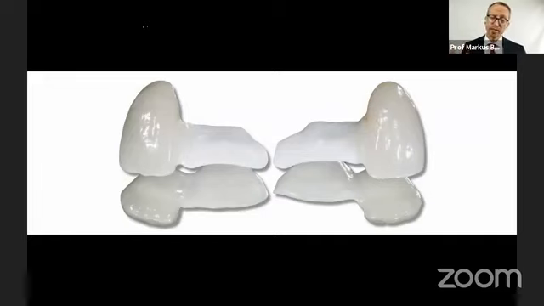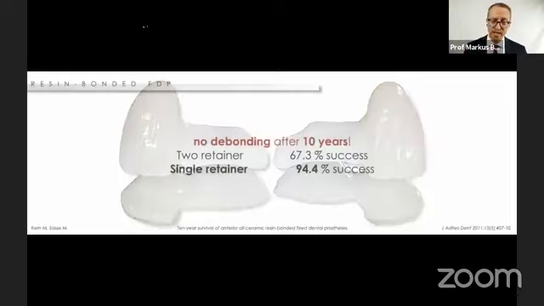What's different from a metal, and that's why I showed you that graph with the modulus of elasticity before, is that you want to use only one retainer. You only need one retainer, because if you have the two teeth connected with the conventional two-retainer design, we have seen a number of fractures. But if I leave only one, the success rate is actually much higher.